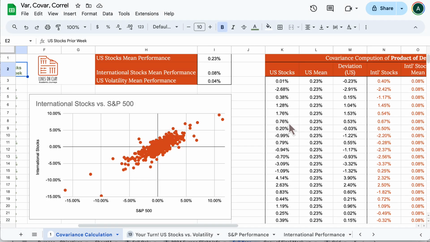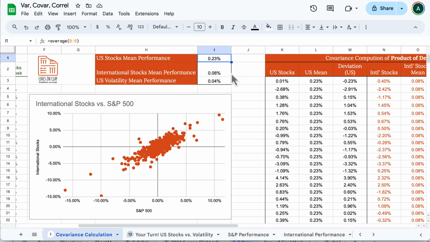Okay, let's calculate a covariance together. First thing I do is I've got the mean weekly performance for the dates in period. So for the 10-year period that I looked at, we have a mean weekly performance in the US stock market of almost 0.25% per week, which is actually quite good, by the way. And in comparison, international stocks did not do nearly as well. They did 0.08% per week.